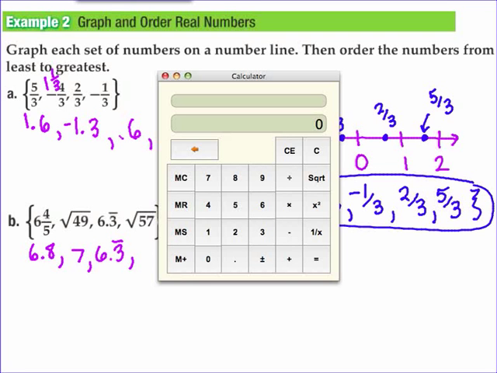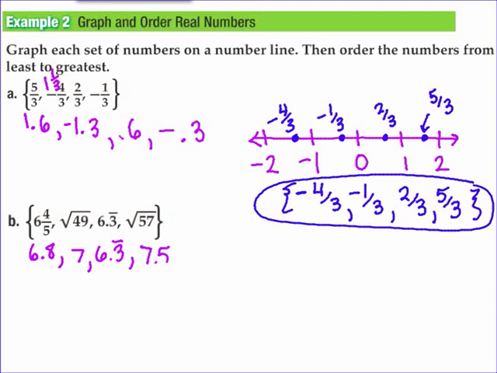Okay. I don't like that one. Oh, there should be another one. Let's see real quick. Oh, guess not. So we'll just end up doing square root of 57. There we go. So the square root of 57 is 7.5. We could probably round it to 7.5. So now let's go ahead and do our number line.